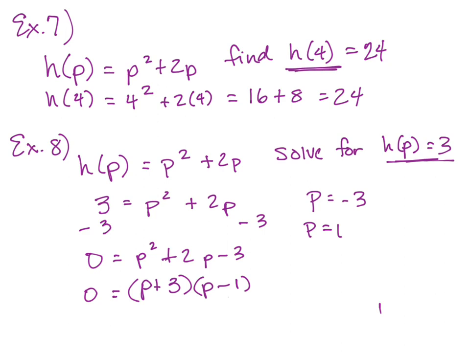So there are 2 times when this happens, graphically speaking. 2 times when the function is equal to 3. And the input and output relationship on example 7 is 4, 24. Yeah? We do okay on that?